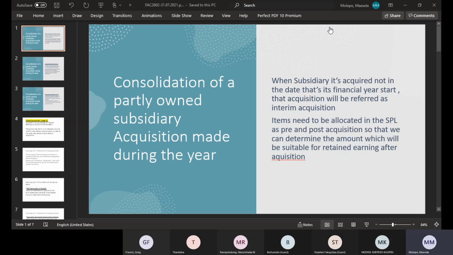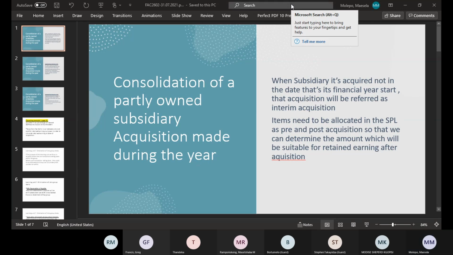Please notify me if you are able to see the slides before I continue, because last week we had an incident whereby I was thinking you were seeing the slides, only to find you were not seeing the slides. Can you see the slides? I will need a confirmation from you. Yes, we can see it.